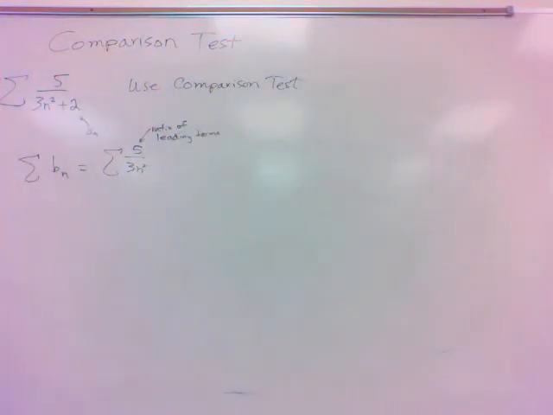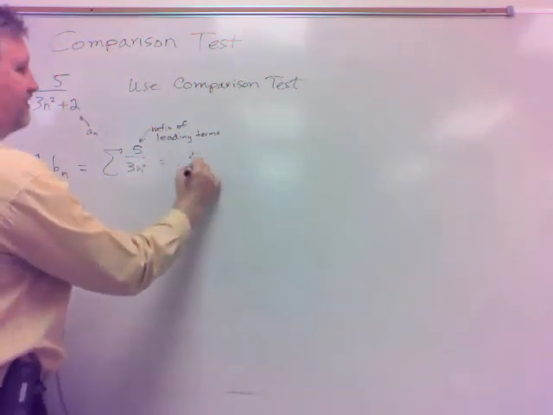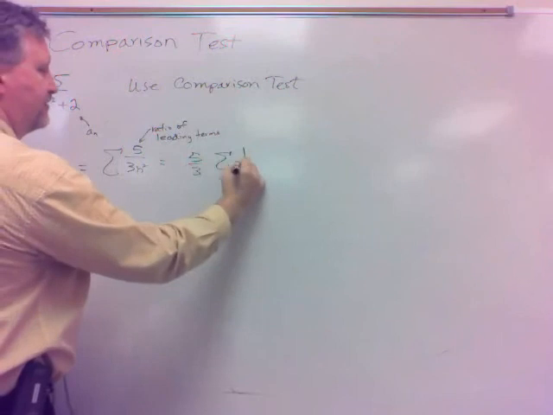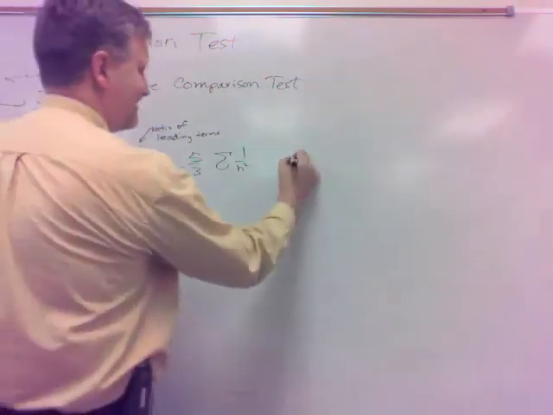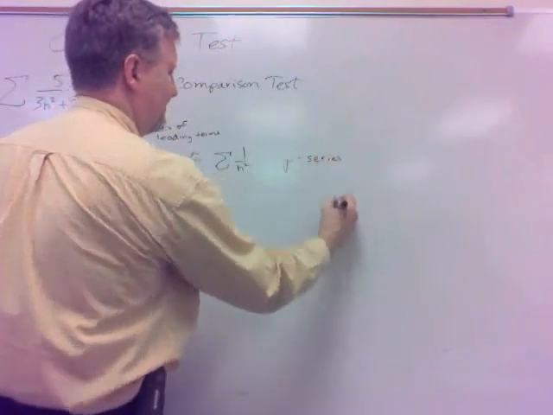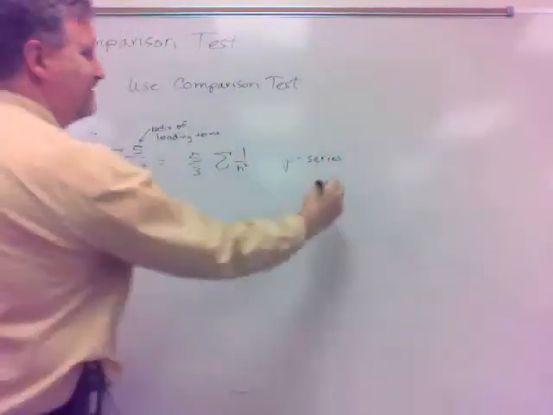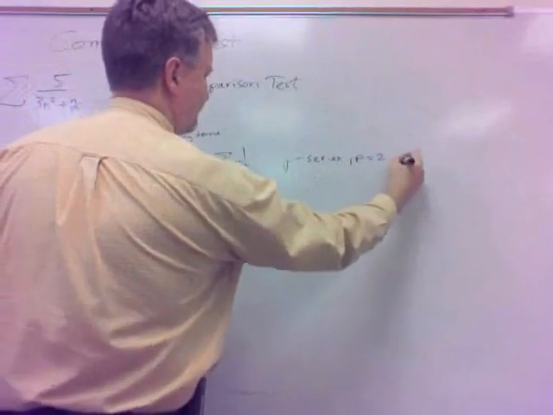That makes it, well, that makes it a nicer series, doesn't it? Because what do you know about B sub n here? Well, it's 5/3. Let me write it this way. 5/3, we can pull that out. 1 over n squared. Now what do you know about that series? Just what we talked about. That's a p series. P is 2. Convergent, yes.